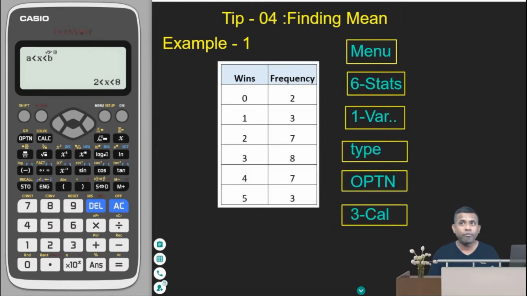And tip number 4. So tip number 4, let's use this menu, and one clears everything. So sometimes in your GCSE exam, you may be given a frequency table.